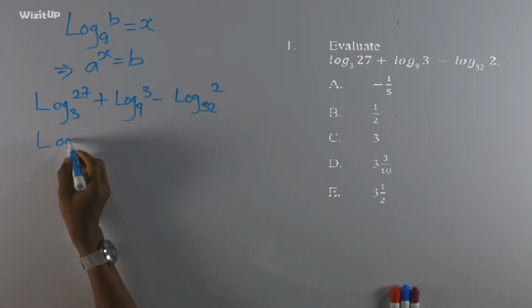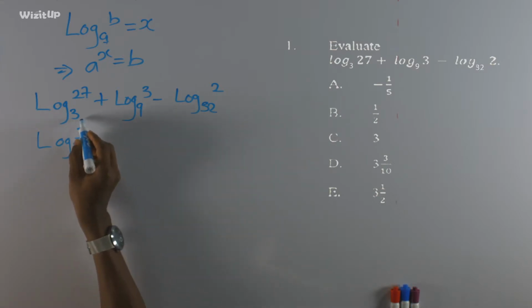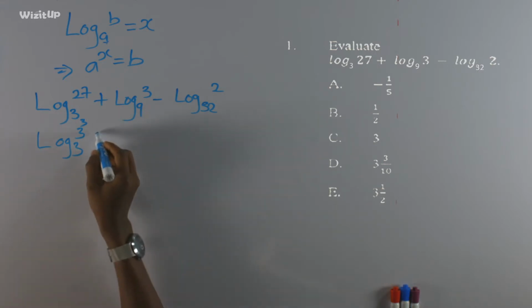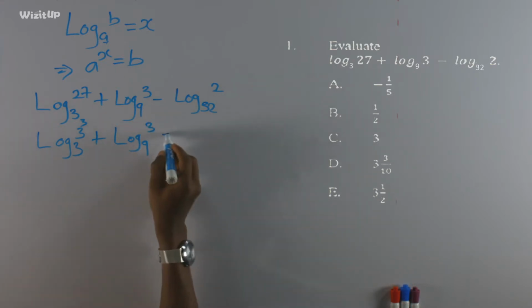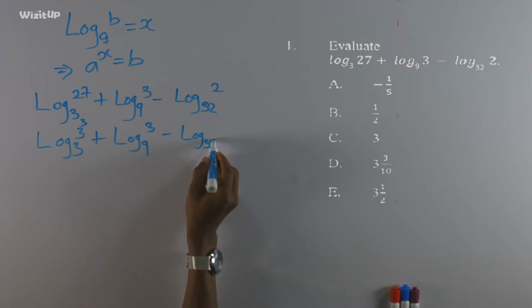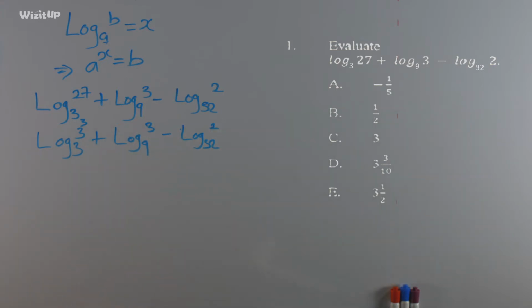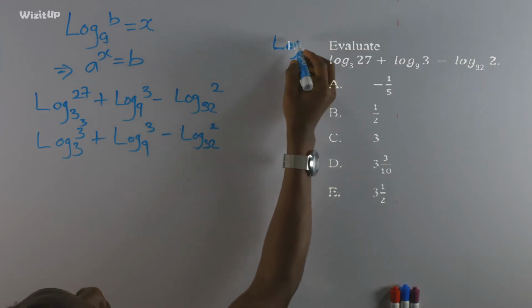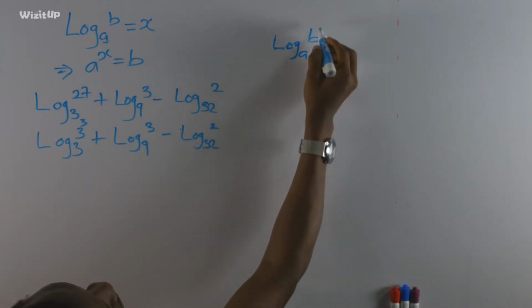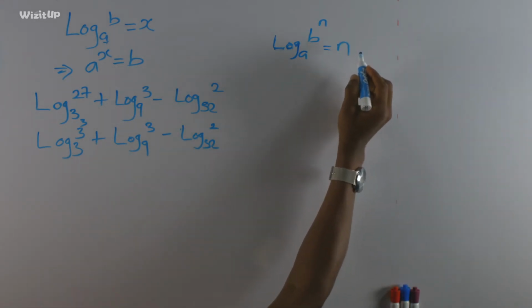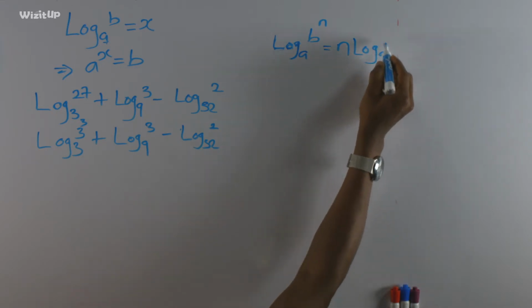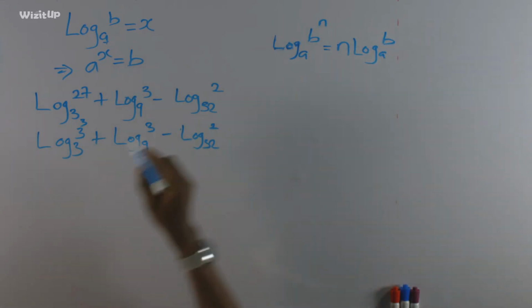So we have log 3 raised to the power of 3 plus log 9 raised to the power of 3 minus log 32 raised to the power of 2. Now, in logarithm, we have a rule that says that whenever we have something of this nature, log base AB raised to the power of n, this is the same as n log AB. So we shall apply this to this very first one.